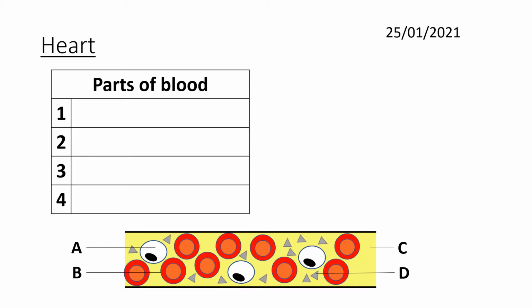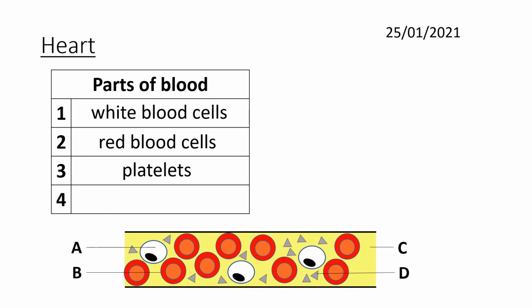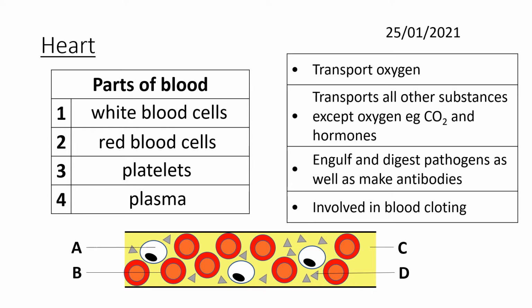So there are four parts of blood. The four parts of blood are the white blood cells, the red blood cells, we've got the platelets and plasma. You need to be able to identify them, and you need to be able to give the functions of each part. Now, if you were not able to remember the functions, I strongly recommend you memorize them before you go any further through this presentation. You can, of course, try and match them up now, so if you want to do that, pause the presentation, and when you're ready, you can restart.